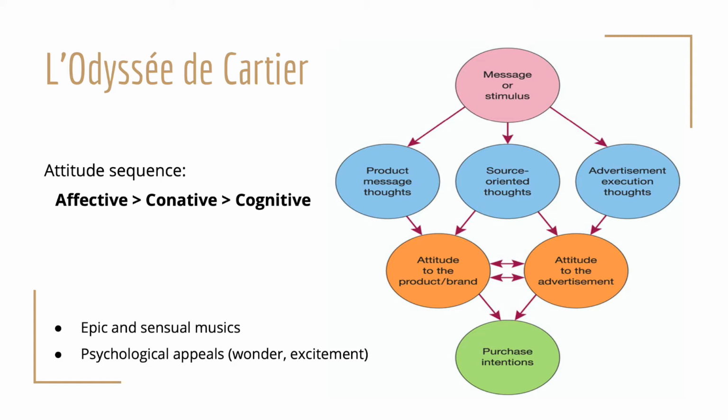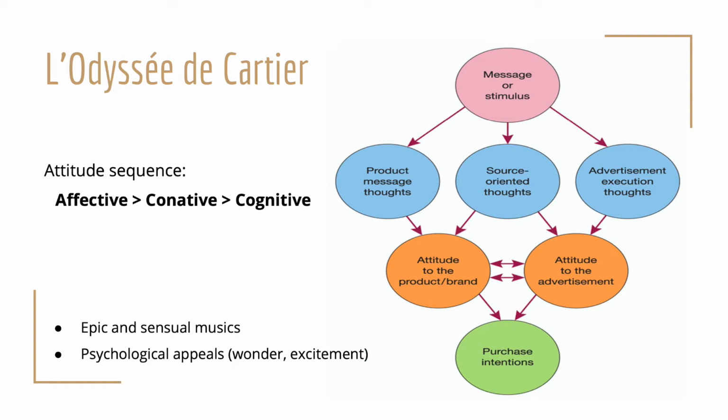So to continue, we can perceive through this ad an attitude sequence, which defines how viewers are influenced by the ad regarding their behaviors or feelings. So the attitude sequence of l'Odyssée de Cartier is the following: affective, conative, and cognitive. So let me detail that.